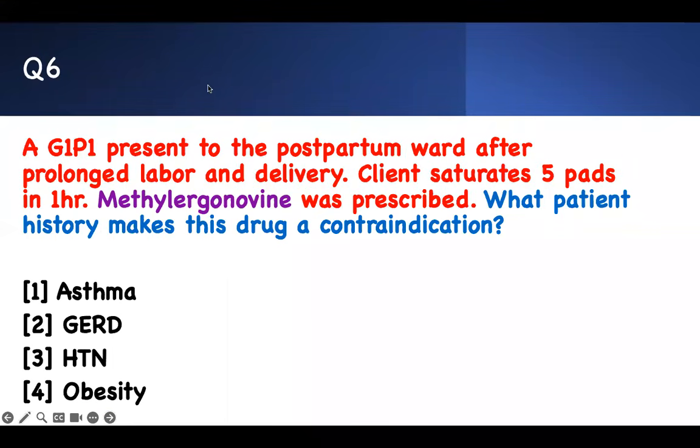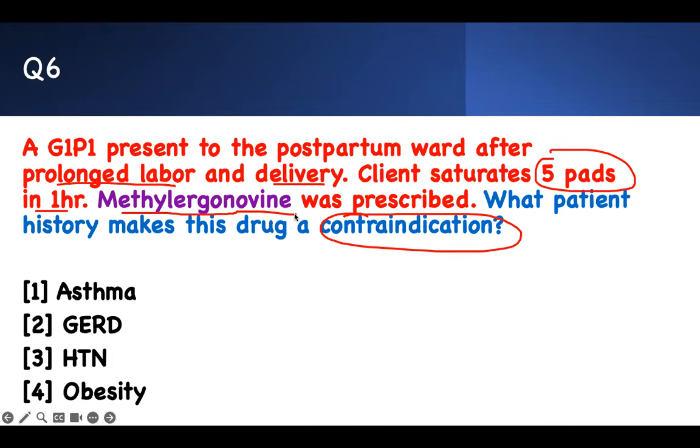Number 6. What patient history makes this drug a contraindication? So this is a medication I'm worried about. A G1P1 presents to the postpartum ward after prolonged labor and delivery. The client saturated 5 pads in an hour.